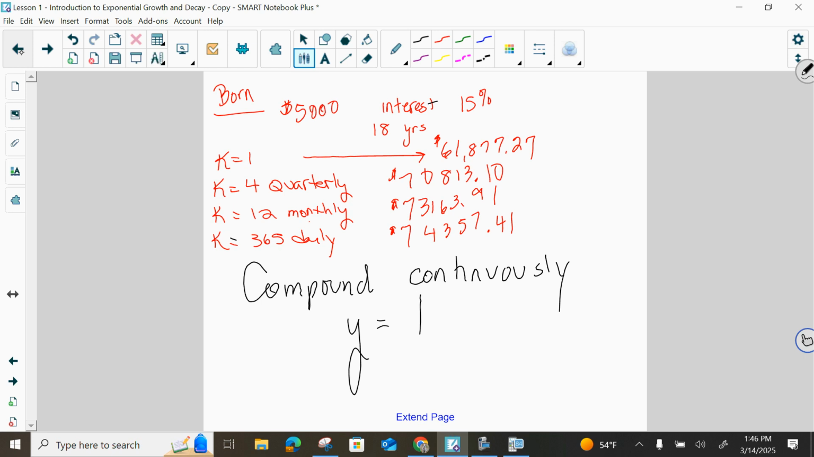Same Y, same P. Then it's got this E, same R to the T. So E is a specific number. I'm going to take that 5,000 that I'm investing. I'm going to take the number E, which I'll show you on your calculator, 15% for 18 years.